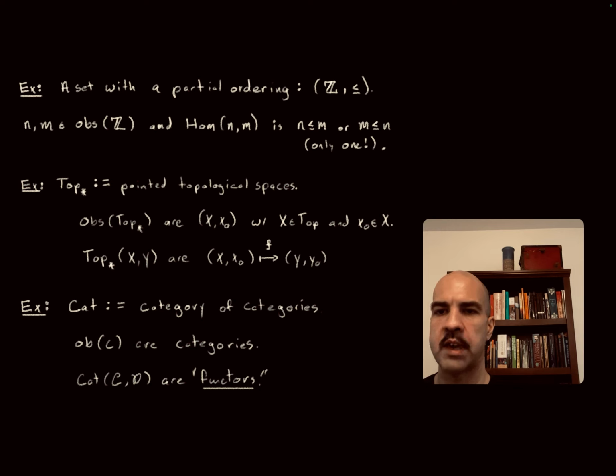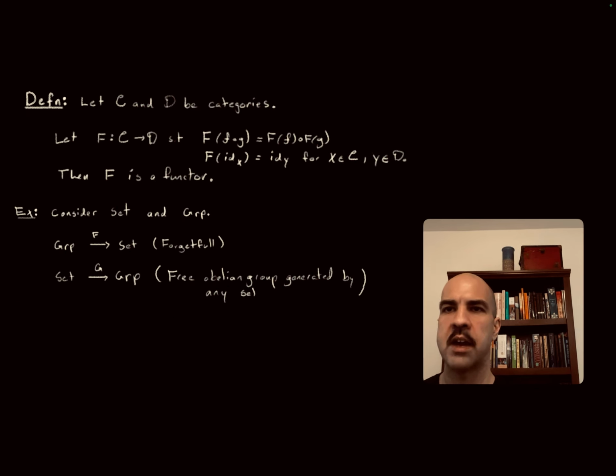Here we have the category of categories, where the objects are categories, and the maps between these categories are something called functors. So now let's take a look at what it means for something to be a functor. For two categories C and D, a functor F is a map that takes C to D, such that F applied to the composition of morphisms is just the composition of F applied to the morphisms, and the identity for some object in the category C, when you apply F to it, just equals the identity on the object in D that it maps to.